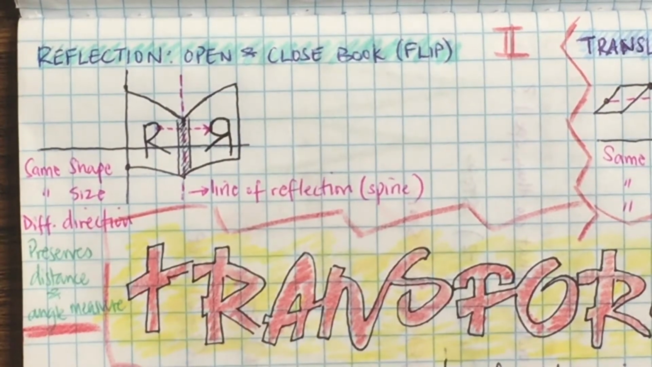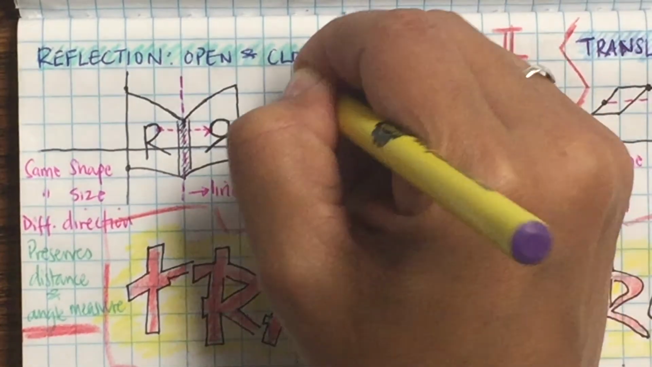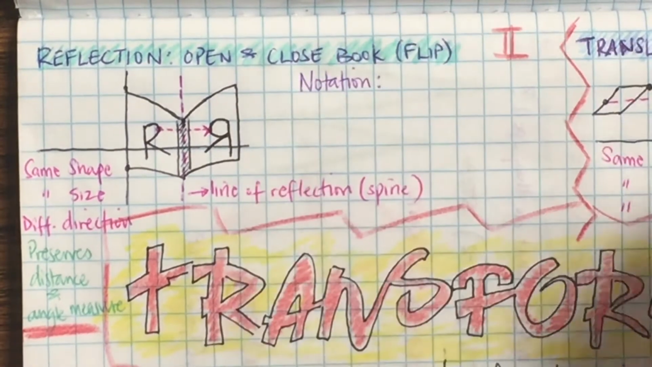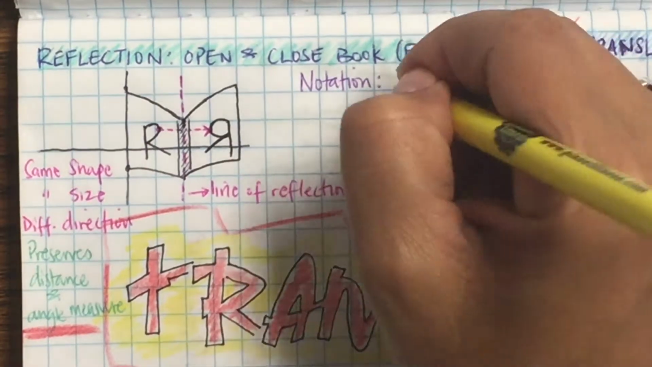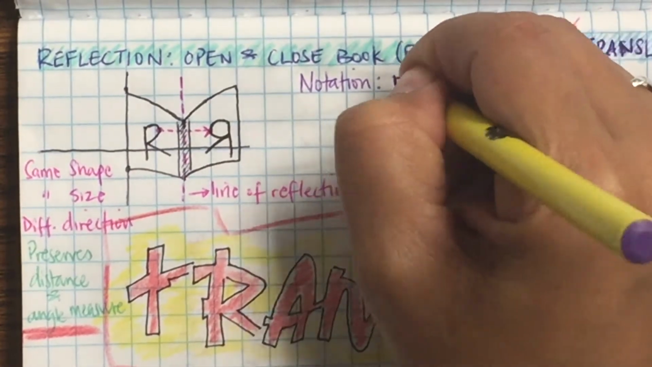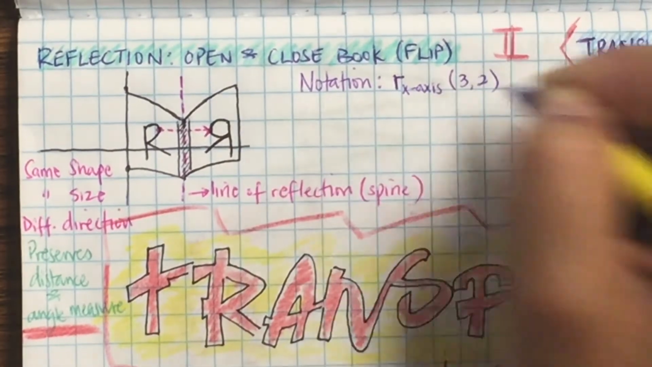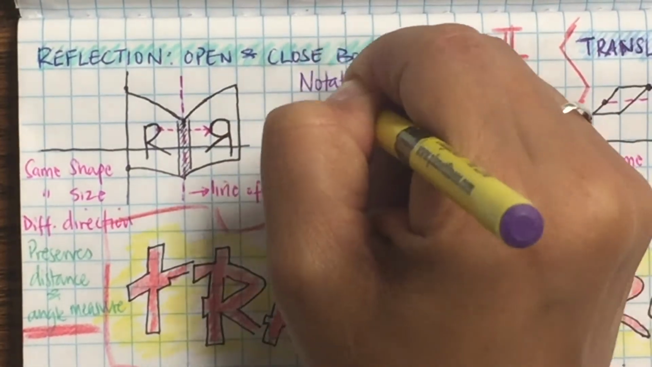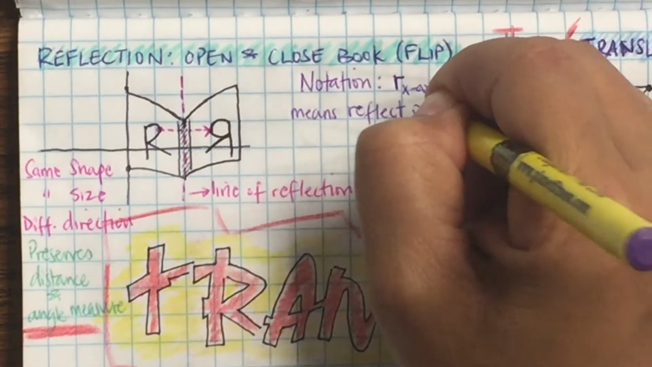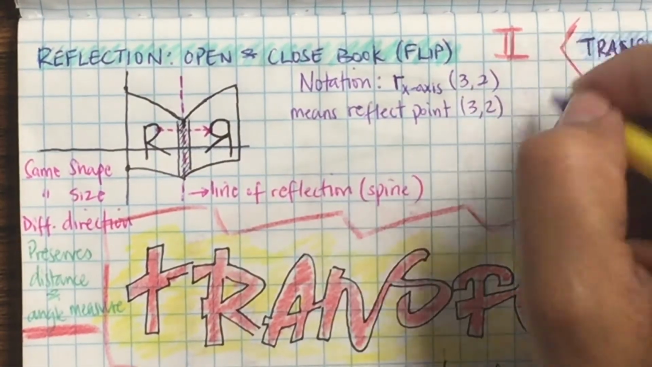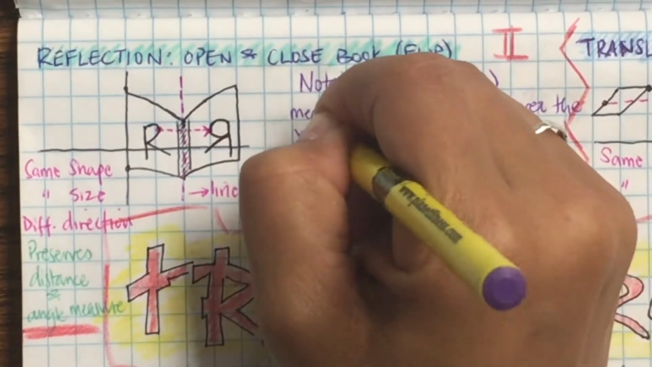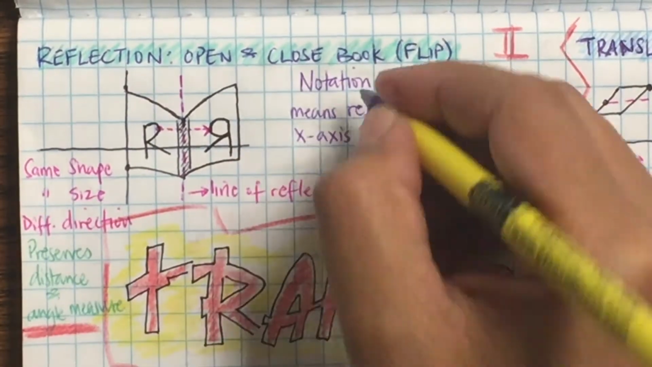Now let's take a look at notation. How would you see this written down? You will see a small r. Make sure it's a small r. And then you'll see the line of reflection underneath it, so x-axis. Then you'll see a point, or points. And that means to reflect the point (3, 2) over the x-axis, which is going to be the spine. So the x-axis is going to be where you draw the spine.